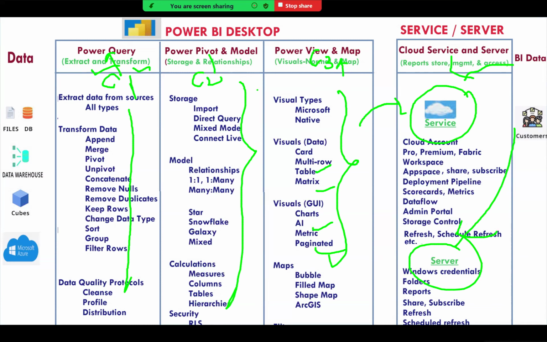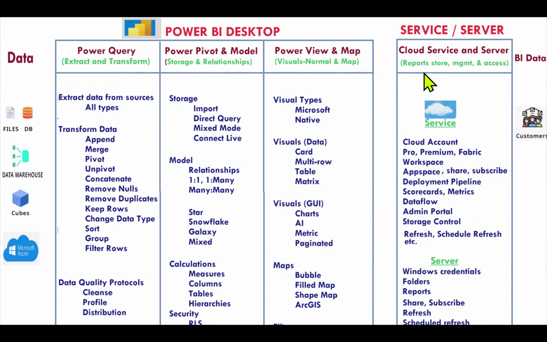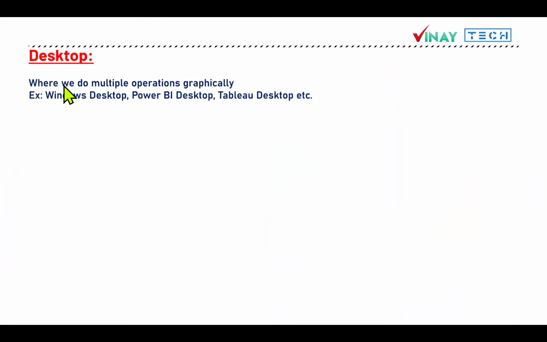But you feel very confused. That's the reason I'm not explaining this. And we'll go for Power BI desktop practice concentrated. What is desktop? The area where we perform operations graphically. Windows desktop, Power BI desktop, Tableau desktop. Multiple desktops available. Windows graphical operations, Power BI graphical operations, Tableau reporting tool graphical operations. Power BI desktop, Power BI operations graphical area.